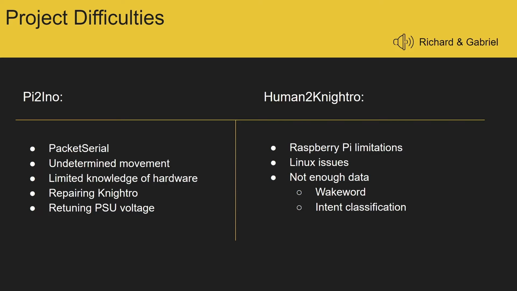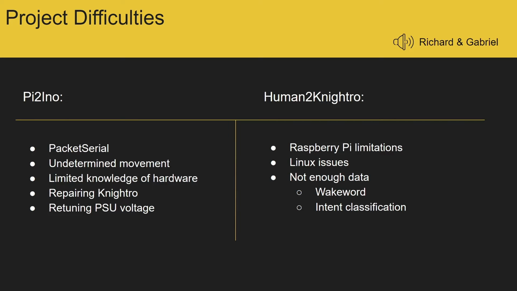On the human to Knightro side of things, some of the limitations we had were with the Raspberry Pi, which runs on an ARM architecture. Unlike x86 and x64, it's not as easy to find compatible packages for it. Also, the Raspberry Pi has weak hardware, so we had issues optimizing it to respond in an acceptable time for the user. We also had issues with the Linux operating system itself, because the way it interfaces with the Arduino is problematic, so we had to make special rules in Linux to account for that.